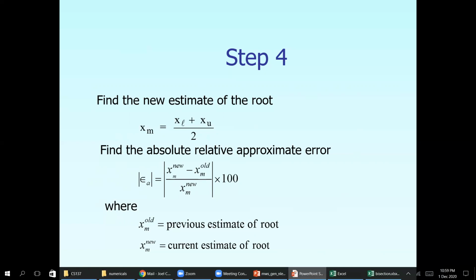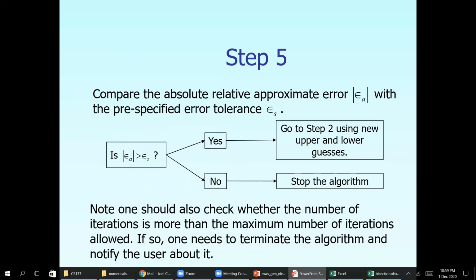Okay, so afterwards, we're going to check what is the error, and then compare it to the desired error. If it's more than the desired error, we're going to repeat step 1 up to step 5. In case it's less than, we stop the iteration. That will be the answer. The last x sub m when we stop will be the root of the equation.